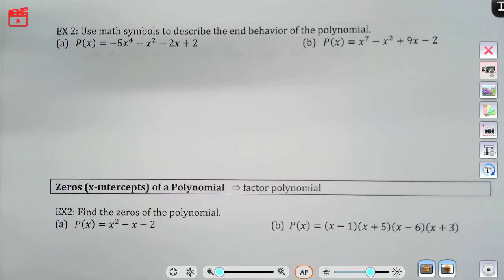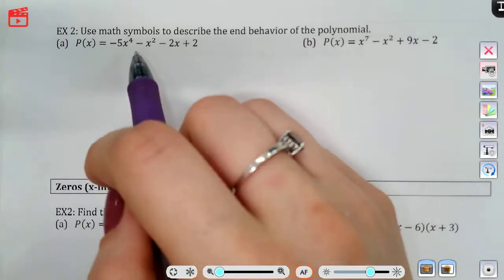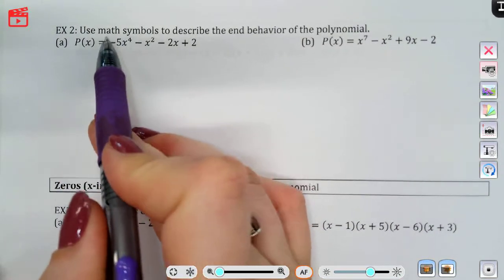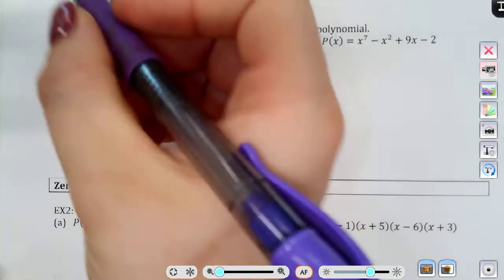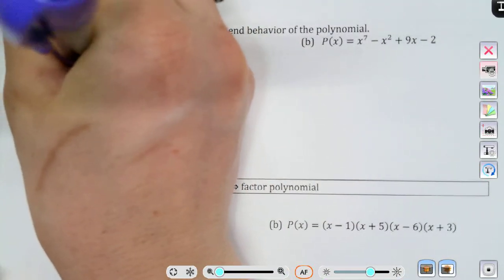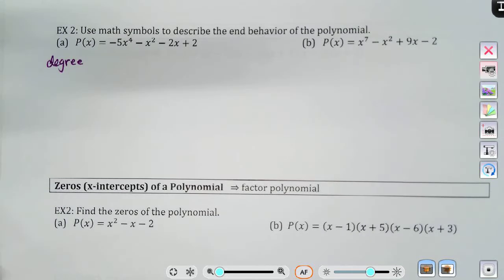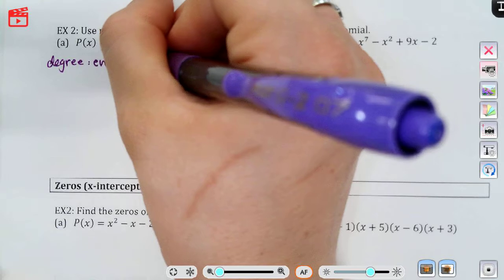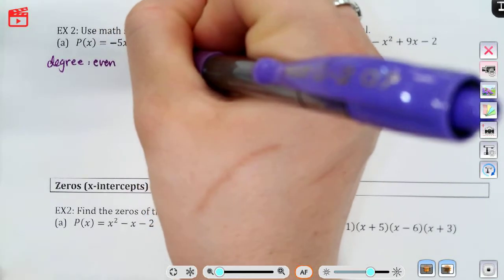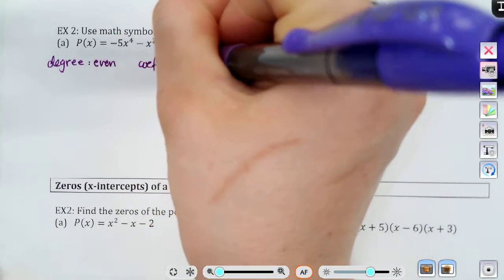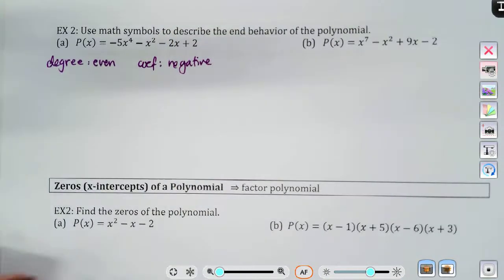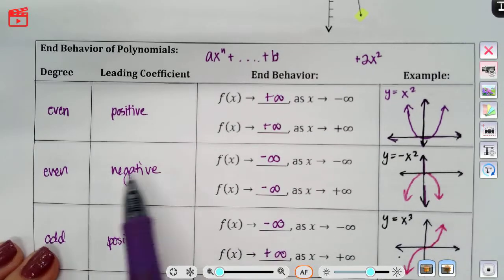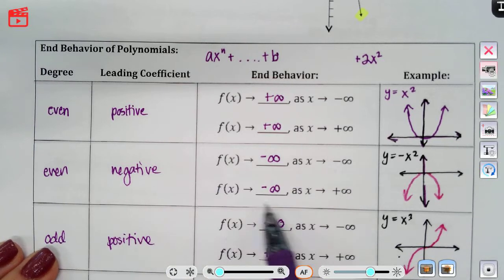Well, that's just what we created now. So let's see. Remember, we're looking at the leading term, so we have a degree 4. Is 4 even or odd? 4 is even. And the coefficient is negative. You can either think of the example, which is y equals negative x to the 4th power, or you can just go back and look at our chart. So we had even and negative, which means this is the end behavior we're looking at.